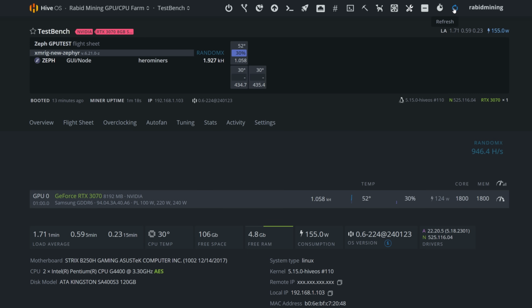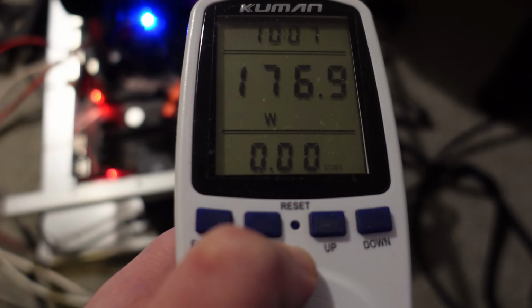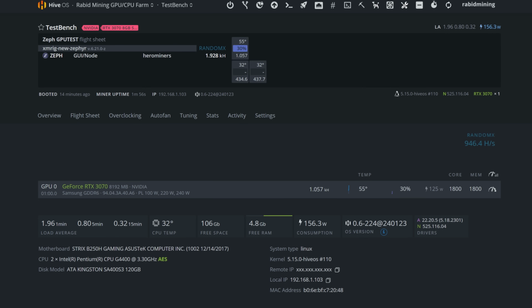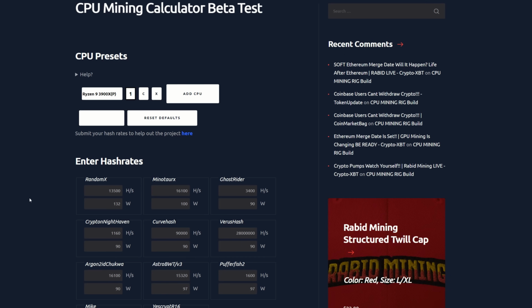I have no idea how much I'm actually hashing away at right now, but at the wall, we're currently looking at a power of about 176 watts or so is what it's looking like there. So if we subtract that 38.8 from the system when the CPU is mining, that's about 137 watts that the RTX 3070 is using for just over 1 kilohash. Now, just for reference, Ryzen 3900X does do about 13,500 hashes at around 132, 135 watts or so. So I'm going to put in just over 1 kilohash here.